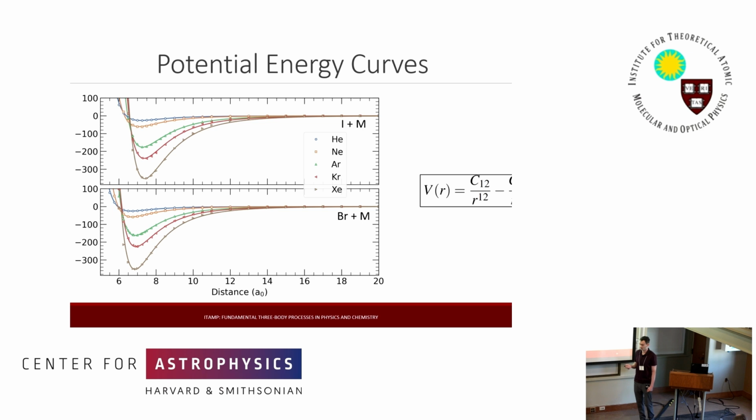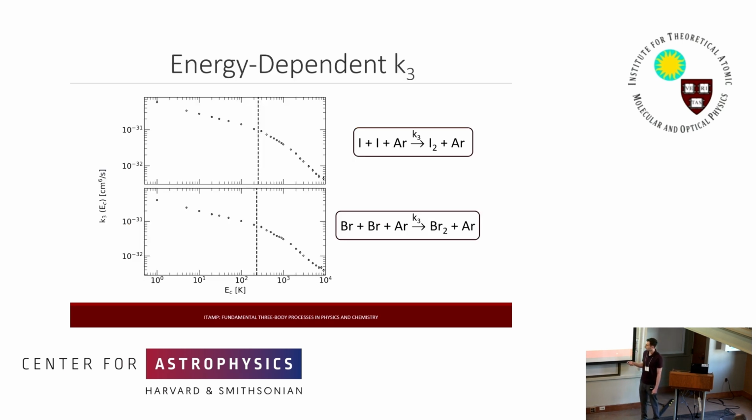Again, the first step is to calculate the potential energy curves. So we calculated them using CCSD(T). For each system, here on the top we have iodine, on the bottom we have bromine. And then we fit our calculated potentials to, again, our Lennard-Jones potential, because things are just easier and accurate enough to describe our collisions. Okay, so once again, this is always our main result, the energy-dependent recombination rate coefficient.